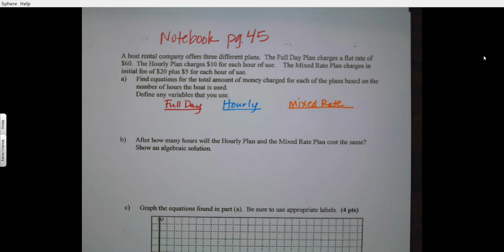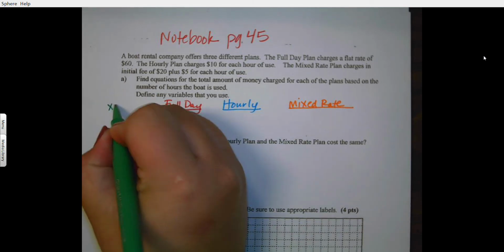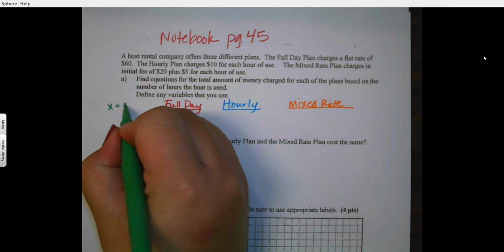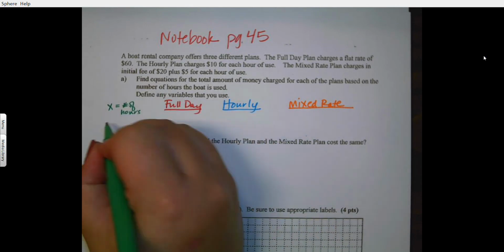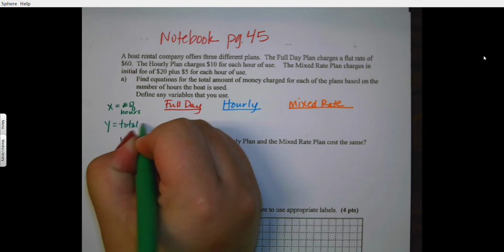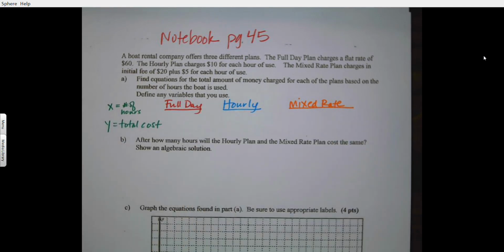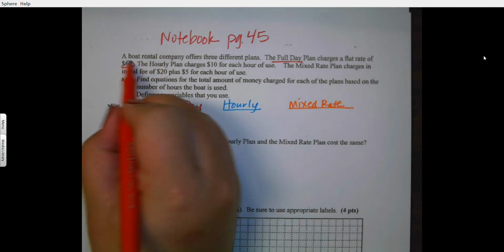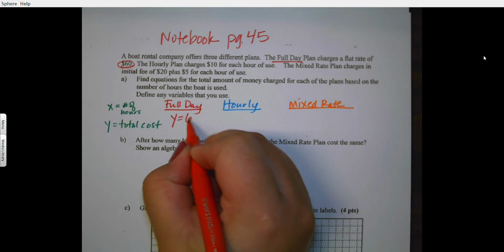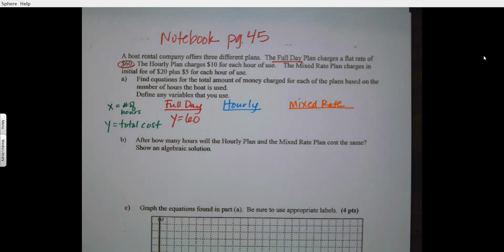Okay, now we have our X and our Y. Our X is the number of hours used, and the Y is the total cost. Okay, so full day, flat rate of $60. So if I use it for 1 hour, it costs me $60. 2 hours, it costs me $60. 8 hours, it costs me $60.